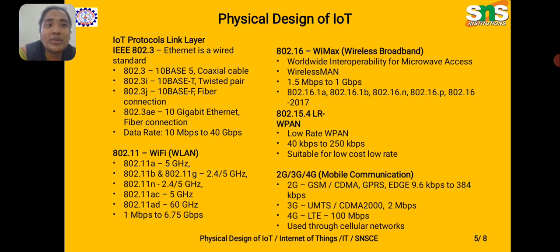Worldwide Interoperability for Microwave Access, a WiMAX MAN, 1.5 Mbps to 1 Gbps, 802.16.1a, 802.16.1b. Then WPAN, low rate WPAN, 40 kbps to 250 kbps, suitable for low cost, low rate. 2G, 3G and 4G mobile communication: 2G consists of GSM and CDMA, 9.6 kbps to 384 kbps; 3G consists of 2 Mbps, UMTS and CDMA2000; 4G consists of LTE, 100 Mbps, used throughout the cellular networks.